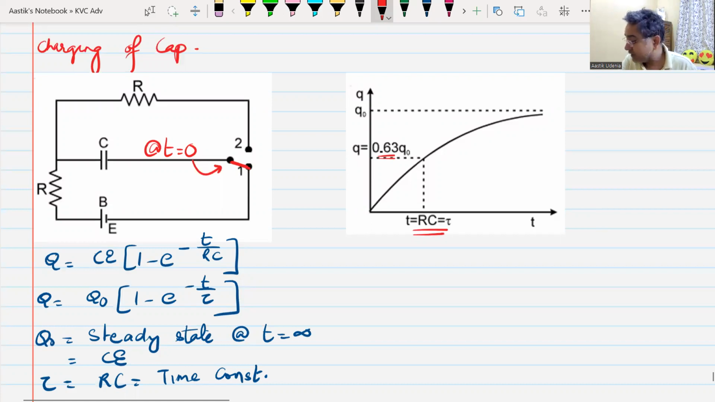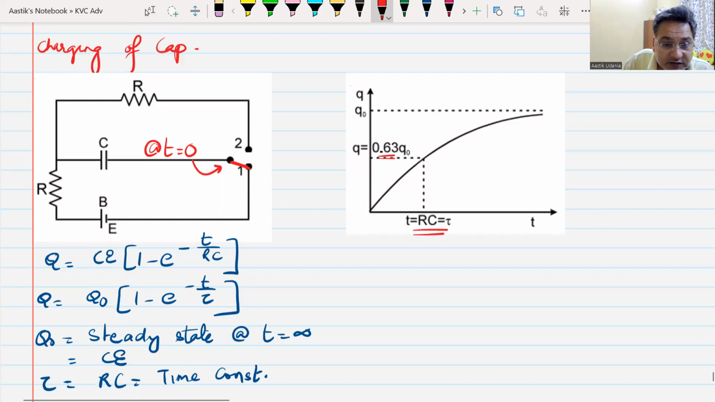Do you see this? Yes, sir. When time is put as 1 tau or 1 time constant, then the charge on the capacitor becomes 63% of the final charge or the steady state value, and this is known as the time constant of the circuit.